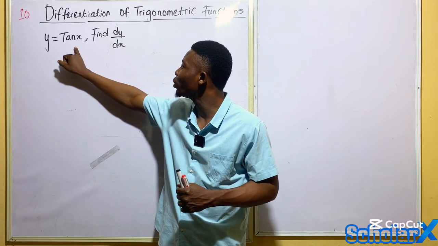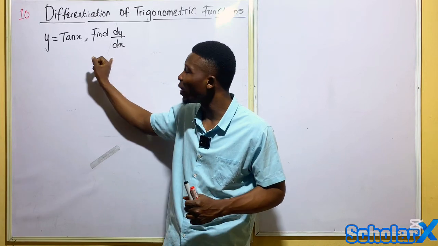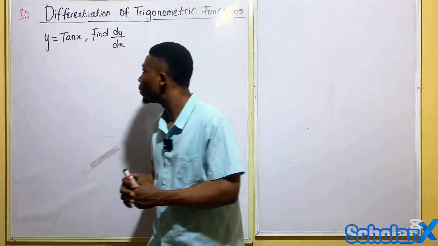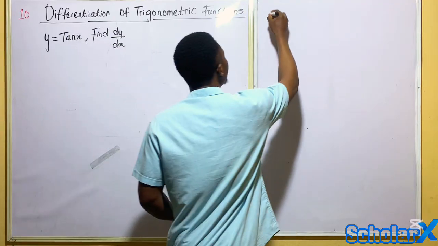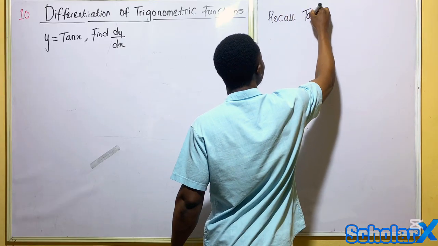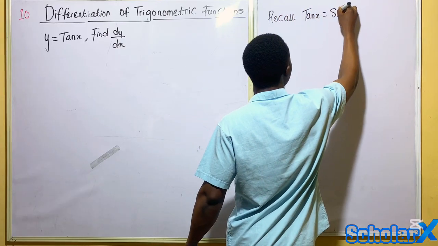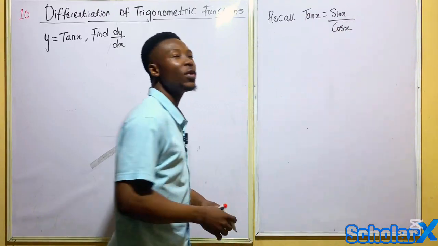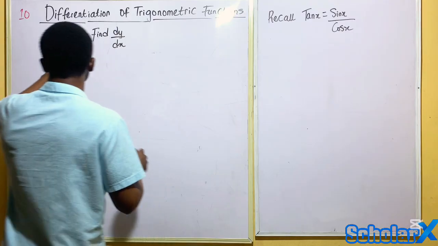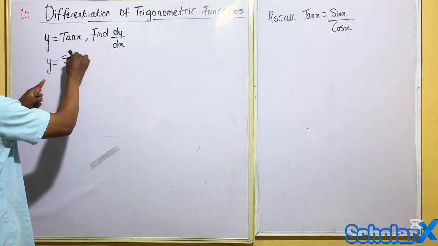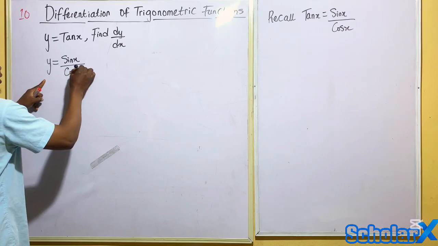So we have a function y is equal to tan x and want to find dy dx. Now how do we differentiate tan x? Recall from your trigonometric identities that tan x is sine x over cos x. So I can also express this as y equals sine x over cos x.